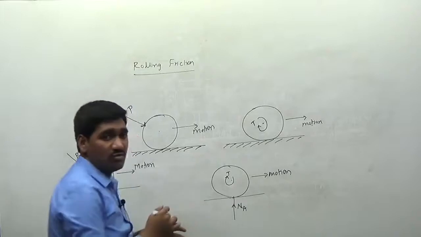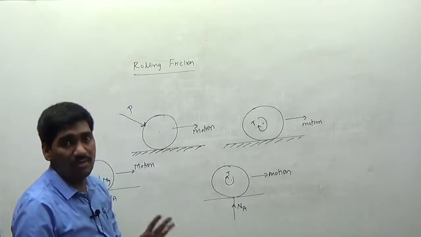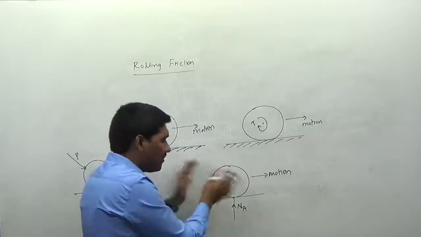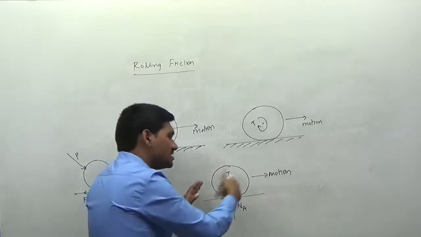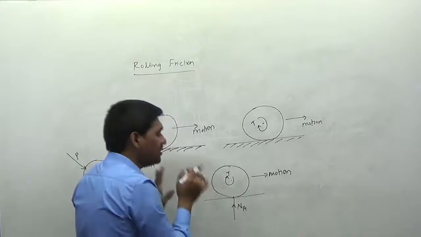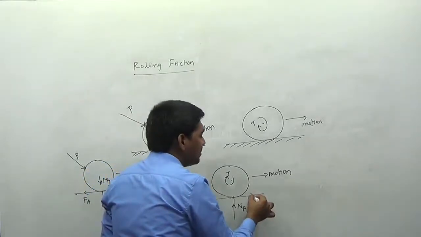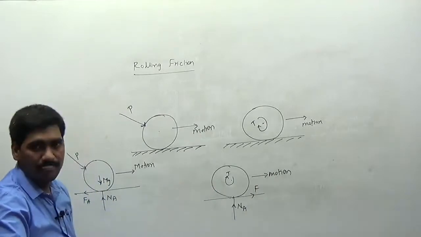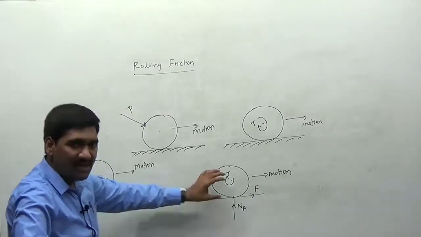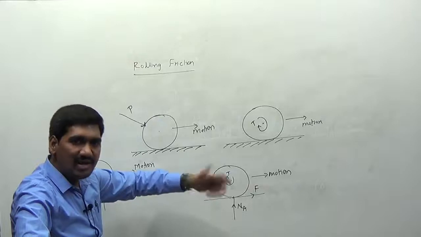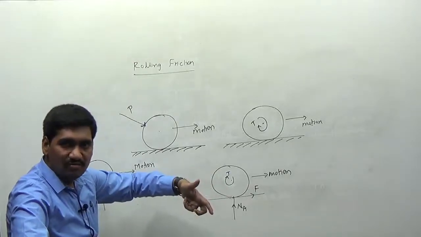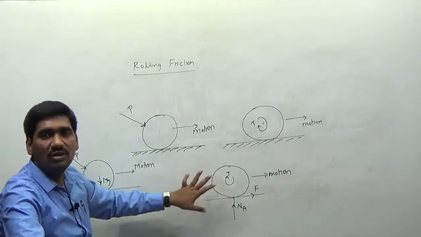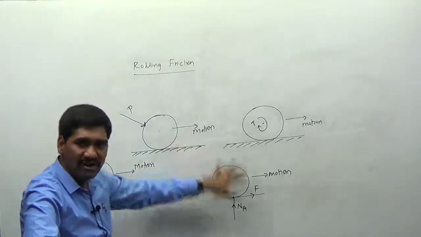What is the direction of friction? That is a very important point. See here: if you apply the torque, this body starts moving towards the right side. Then the direction of friction will always act in the direction of motion. That is the main important thing. That means we are just applying the turning moment at the center of the wheel. This is the best example for automobile wheels. So how does the wheel of an automobile generally rotate?